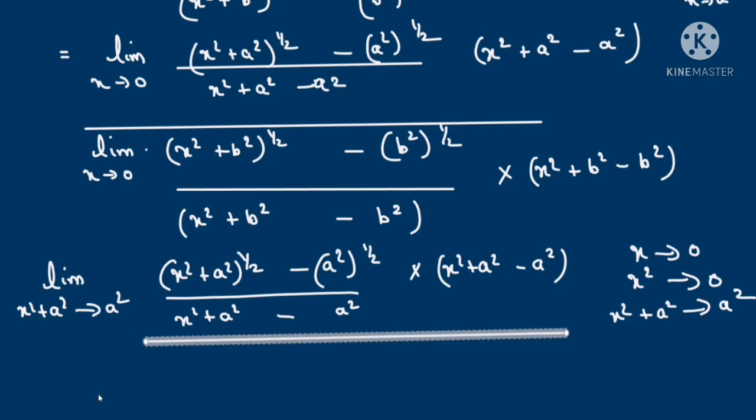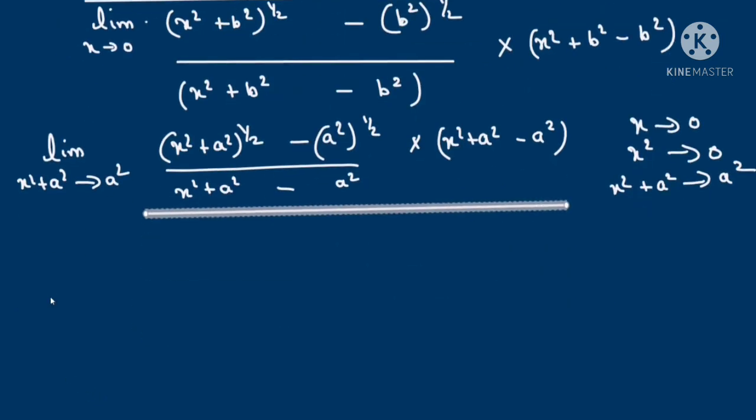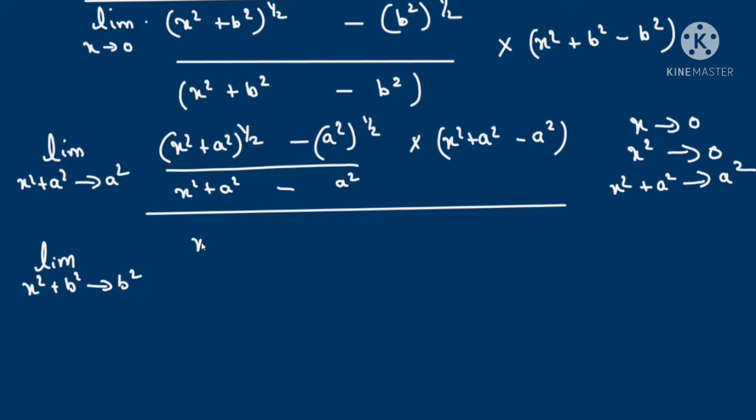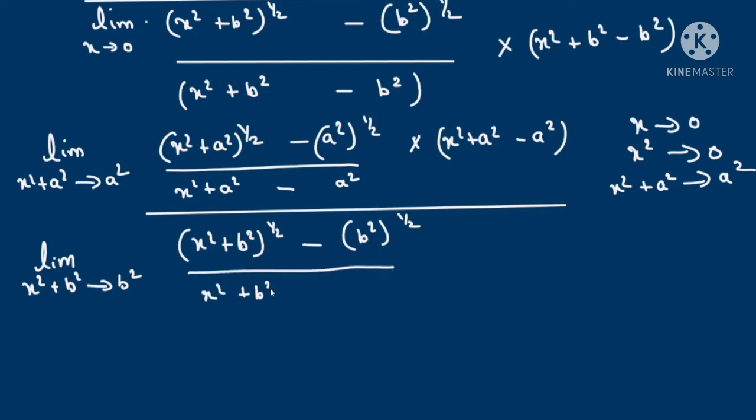The same way the denominator, limit x square plus b square tends to b square, then you write x square plus b square the whole power half minus b square the whole power half divided by x square plus b square minus b square, the same term you have to multiply and divide.